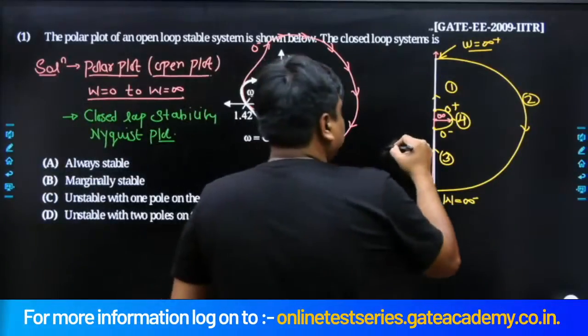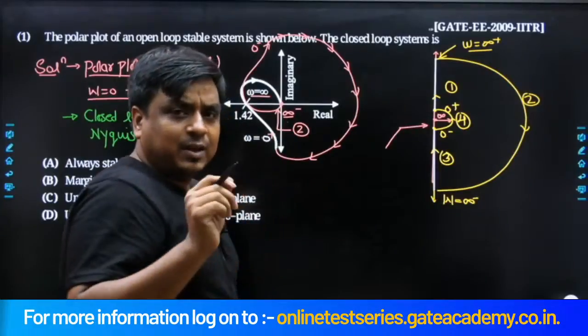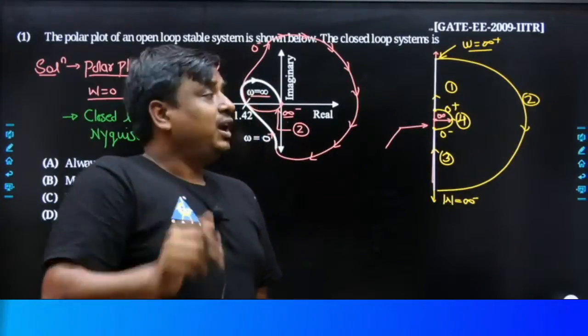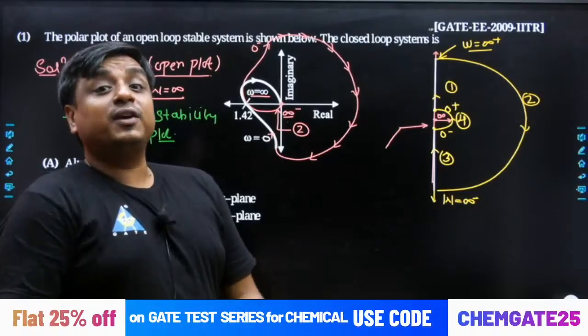So from here, at least one of the important conclusions we can retrieve, whenever you have a type 1 or more than type 1 system, in that case 0 minus as well as 0 plus would be placed into 2 different regions.